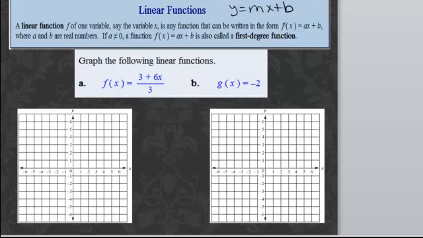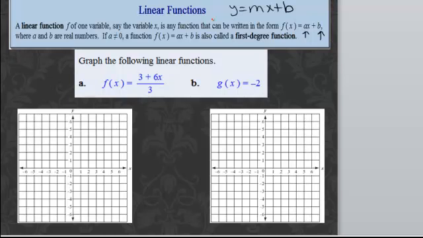Now if you remember, back when you learned about linear equations, you learned y equals mx plus b. Well, that's pretty much the same thing that we have here. This is your slope, and this is your y-intercept. So what they're asking us to do in this first problem is to just graph this linear function. Well, before we graph it, we could actually reduce it and make our lives a tad bit easier.